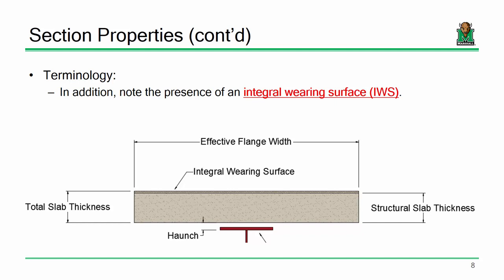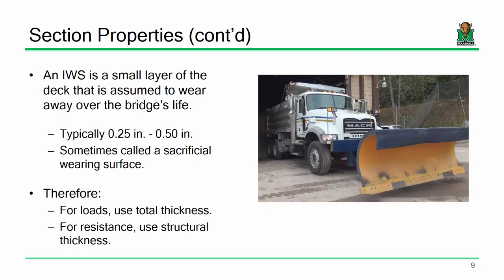I want to talk a little bit now about this concept of an integral wearing surface, because if you notice, I've got two slab thicknesses. I've got a total slab thickness and a structural slab thickness. The difference is that the structural slab thickness is a tad thinner, and it's a tad thinner by this integral wearing surface. The reason for including this is, over time, we tend to assume that a small little layer of that concrete deck is going to go away. Okay? And there's a number of reasons, just general wear and tear. That's a big reason.